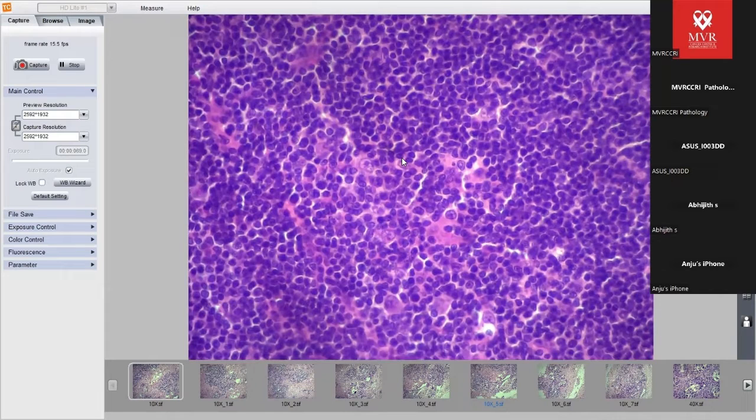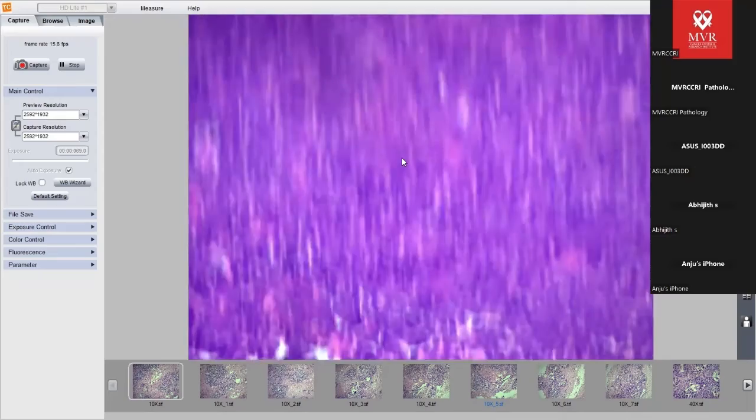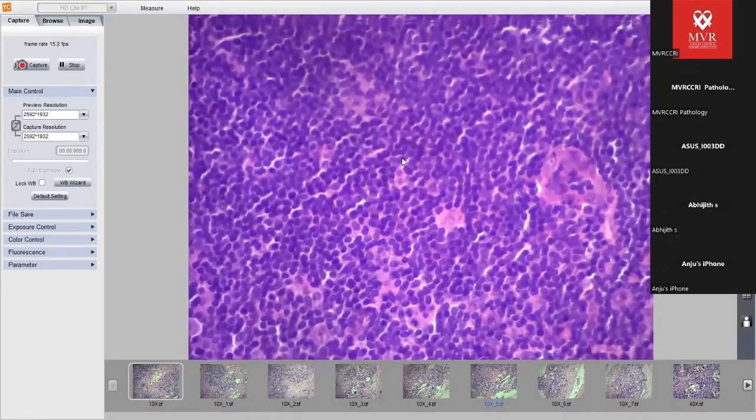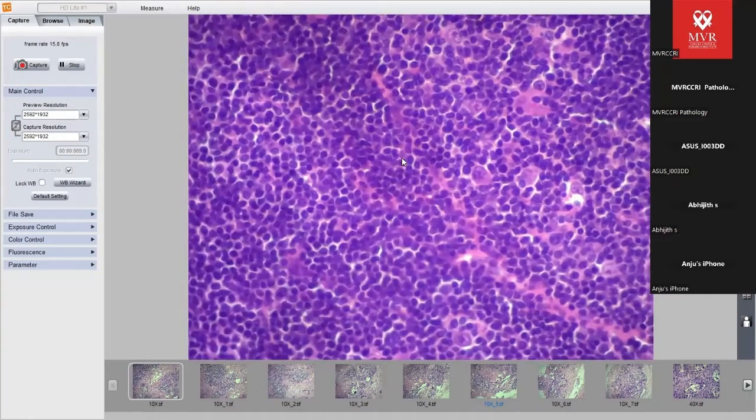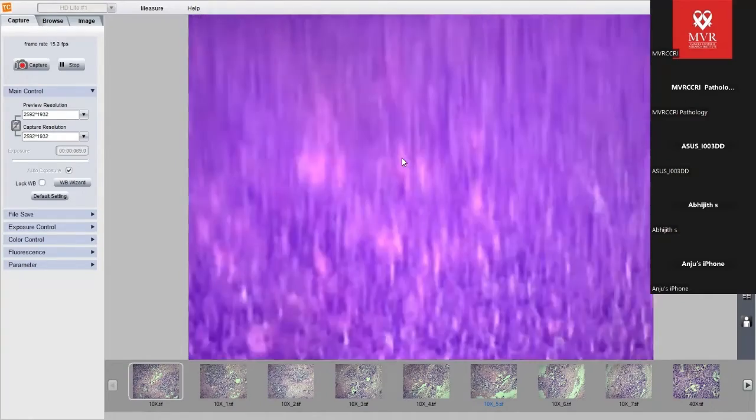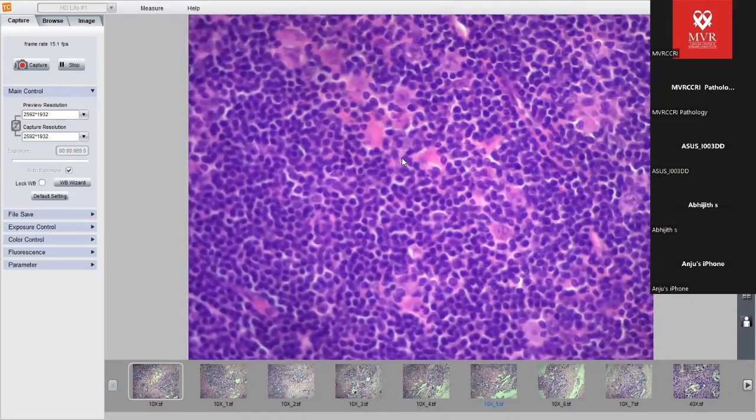But I'm not seeing any popcorn-like cells, which is characteristically described in an NLPHL. Most of the cells are these Hodgkin-like cells, the RS-like cells. Okay, we are getting these RS-like Reed-Sternberg binucleate cells. So we'll see the immunohistochemistry.